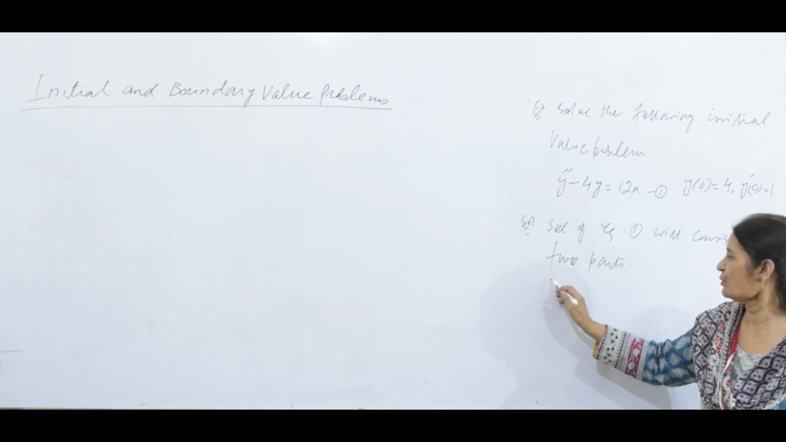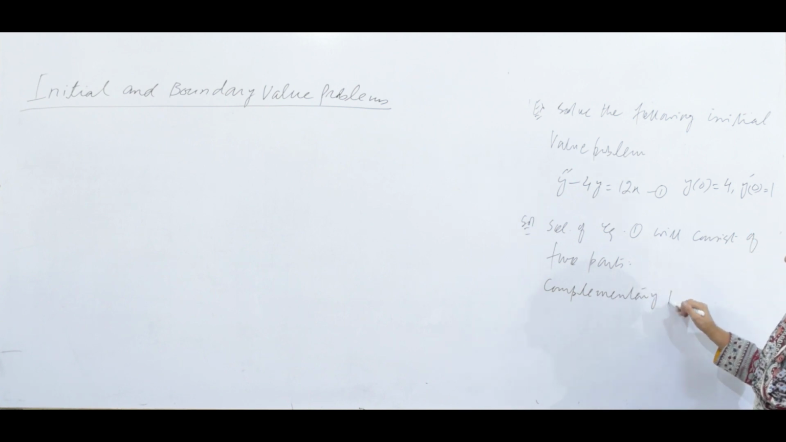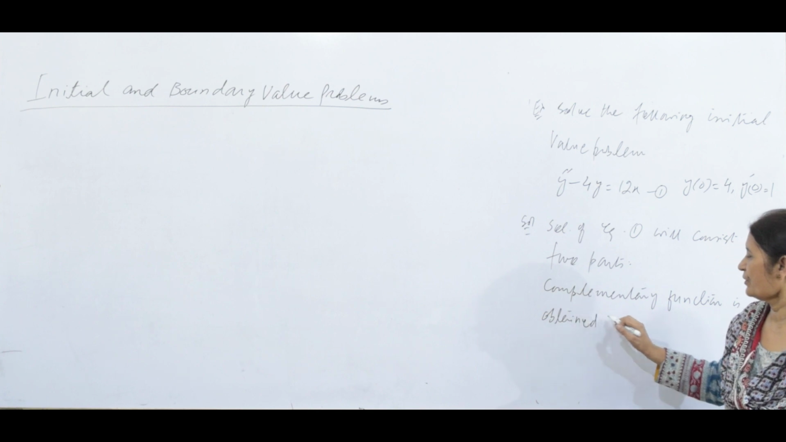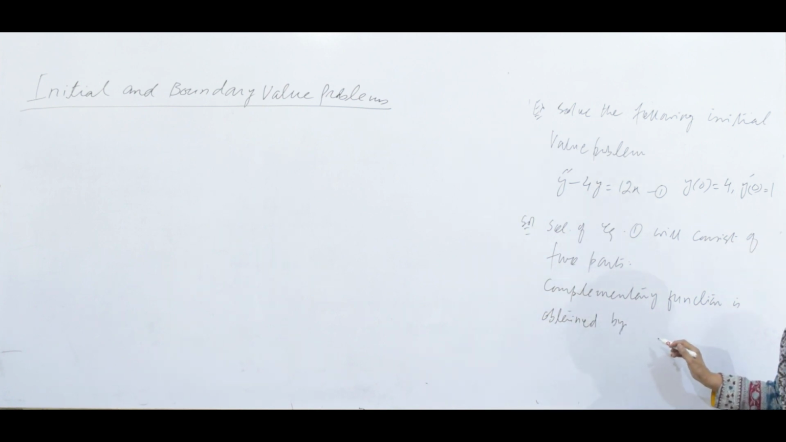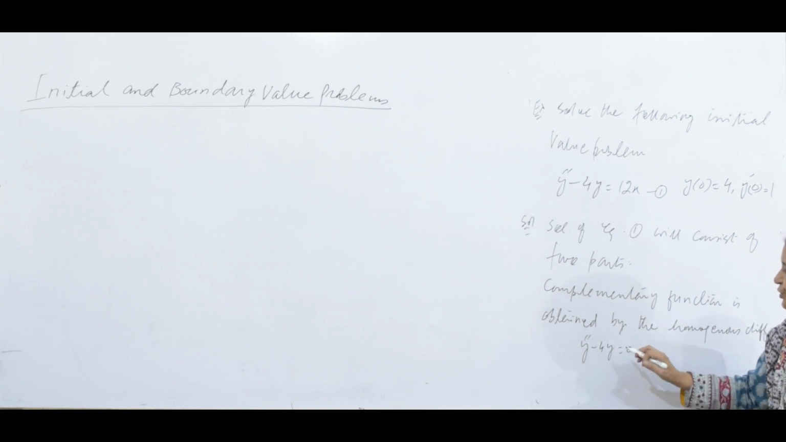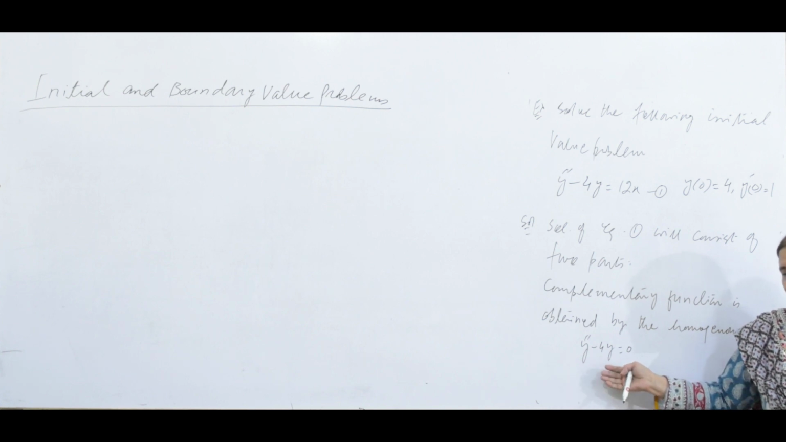One is the complementary function, which is obtained by the homogeneous differential equation, which is y double dash minus 4y equal to 0. So this is homogeneous. According to the definition, each term is either the derivative or the dependent variable. There must not be anything else.